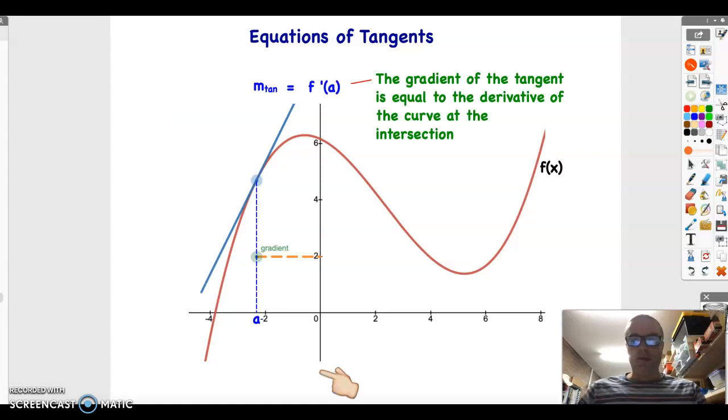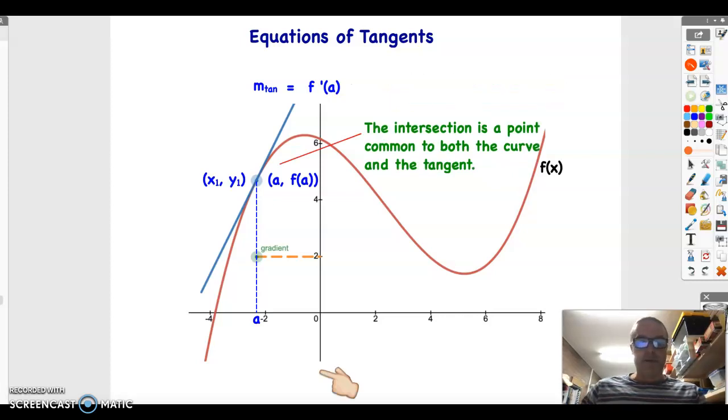So two key things to take away from that if we're going to find the equation of a tangent. The first one is that the gradient of the tangent is equal to the derivative of the curve at its intersection. So the derivative of the curve is always changing, but at this point, f prime of a, if this is our x value at that point, will give us the gradient of this tangent. They share the same gradient.